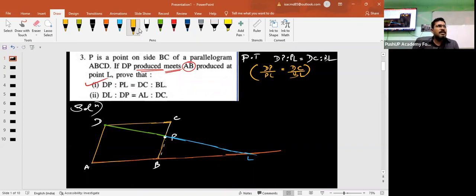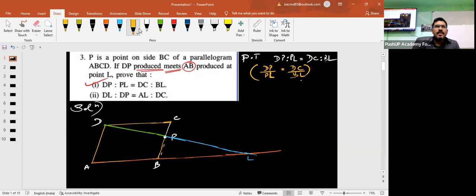So, I understand DP and PL. They are the ratios of the corresponding sides of two similar triangles. Then DC upon BL. That is also the ratio of the corresponding sides of two similar triangles. Now, I need to first of all determine this DP, PL, DC, BL, all these belong to which triangles? Because see, if you have to show the ratios of corresponding sides are equal, before that there is a hurdle to be crossed. What is that hurdle? Proving similarity, isn't it?